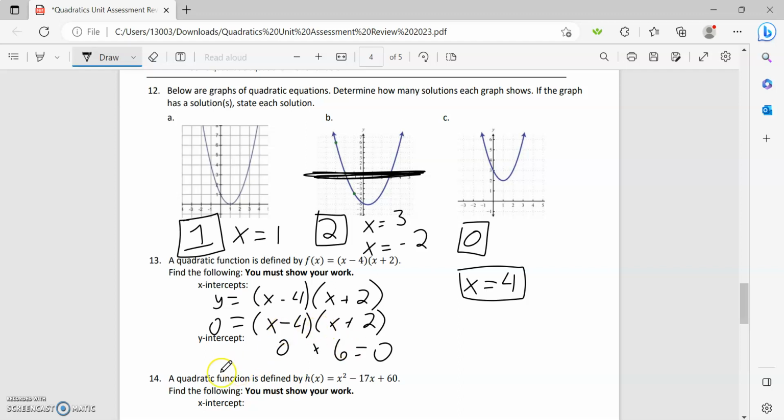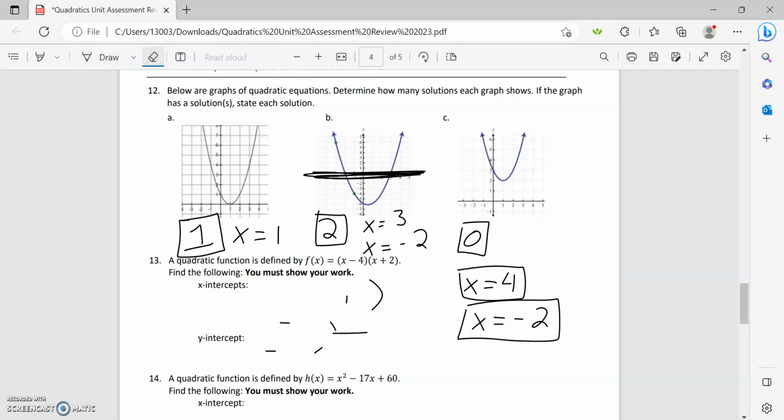The other 0 happens if I reverse this and say, I don't care about the first parentheses. I want to know if I can make the second parentheses 0, because 0 times anything is 0. So now x is -2. That's my other answer. Because if I plug in -2 minus 4, I get -6. But then times -2 plus 2 here, that's 0. And that gives me another 0. So those are my answers to the x-intercepts.